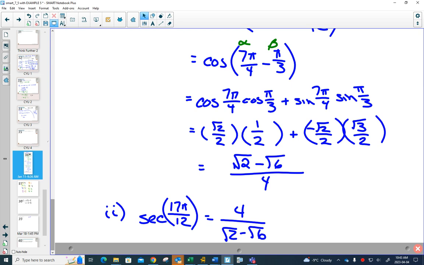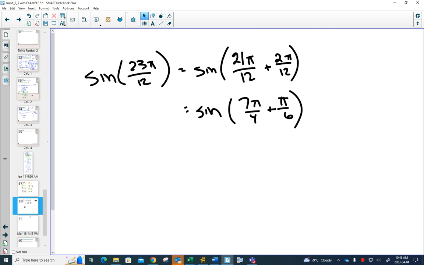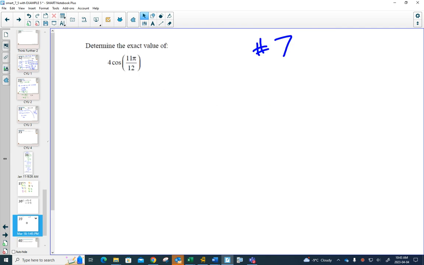And sometimes on provincial exams, they do slightly different ones. Like this was, find the exact value of 4 times cos of 11 pi over 12. Well, if you can find cos of 11 pi over 12, can you see that you just have to multiply your final answer by 4? But it was amazing across the province how many students left this question blank because there was a 4 in front. They're like, oh, I've never seen the number 4 before in my life, so I better leave this blank.